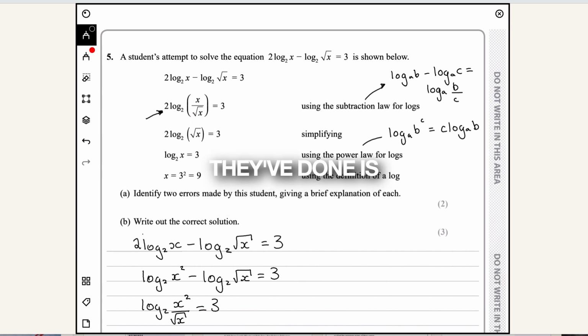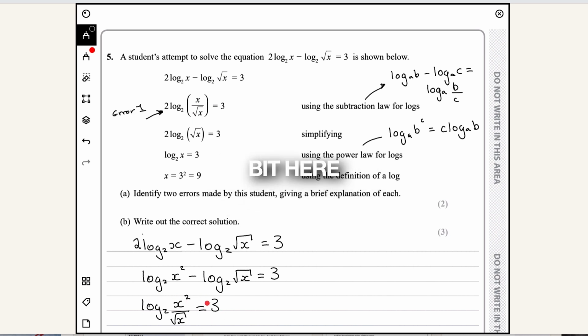So what they have done is they have multiplied the whole expression by 2 in order to give this result here. And they haven't taken into account that this second part here, this log 2 root x, is not multiplied by 2. Okay, so we've identified the first error, error 1.